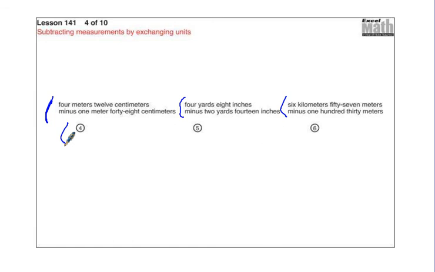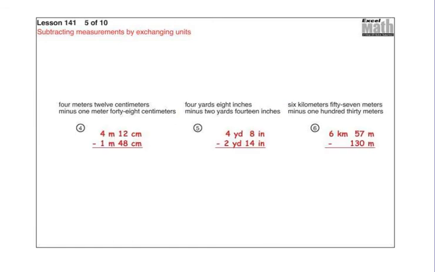All right, so here we go. Hopefully you've already done that. I'm about to show you what the problems are. These are the problems. 4 meters, 12 centimeters, minus 1 meter, 48 centimeters.